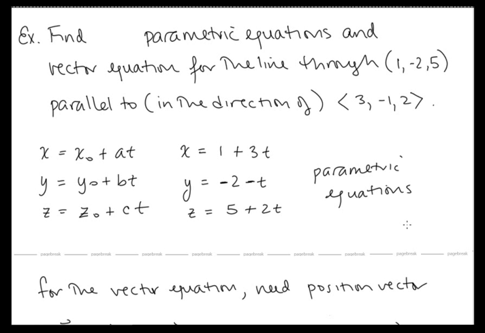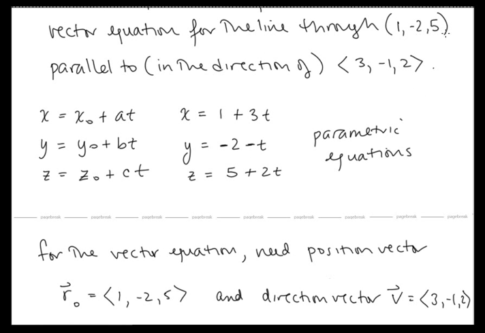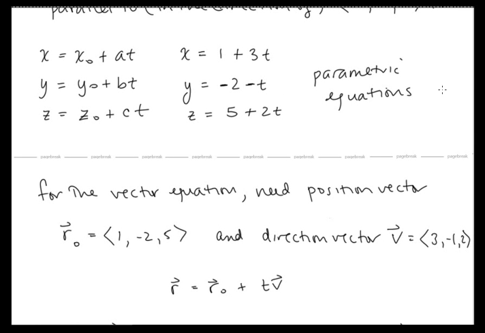Now for the vector equation, we need a position vector. Instead of the point (1, -2, 5), we're going to be talking about the position vector r0 with components 1, -2, 5. And the direction vector stays the same. And so our vector equation again is r equals r0 plus tv.